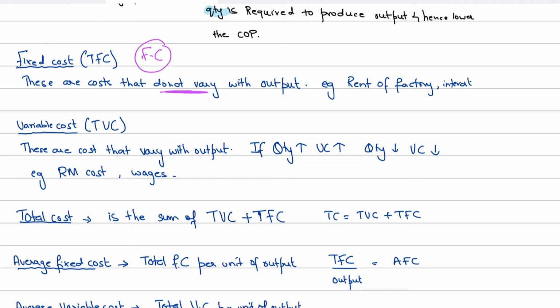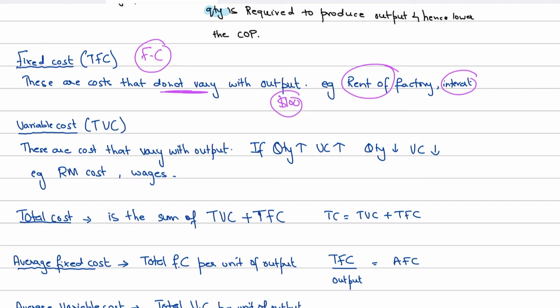So for example, such a cost could be the interest on the loan, or the rent of the property, or the rent of the factory, right? So for example, if I have a factory and I pay $100 in rent, and let's suppose I do not produce anything and I just shut the doors and go on a vacation, with 0 units produced, I still have to pay the rent, right?